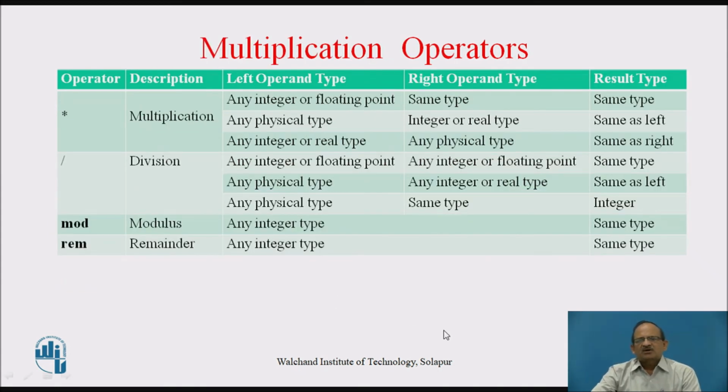Now the next class of operators is multiplication operators. You have multiplication, then division. In these cases, the left operand may be either an integer or a floating point, or it may be any physical type, or then an integer or a real type, then a physical type. So physical with integer or real type, or integer with physical type is possible, and the result will always be of physical type in these two cases. Whereas the division of course is also the same. For mod, which gives you modulus, any integer type will be your left operand. Then for remainder also you have the same.